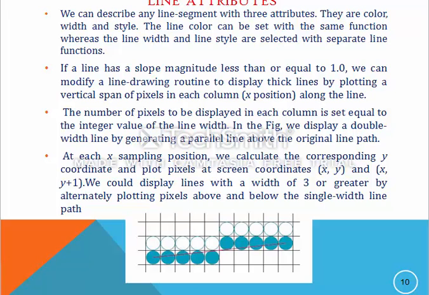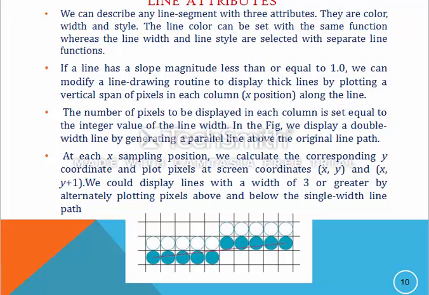Coming to line attributes. We can describe any line segment with three attributes. They are color, width, and style. The line color can be set with the same function, whereas the line width and line style are selected with separate line functions. If a line has a slope magnitude less than or equal to 1, we can modify a line drawing routine to display thick lines by plotting a vertical span of pixels in each column, that is, x position along the line. The number of pixels to be displayed in each column is set equal to the integer value of the line width.